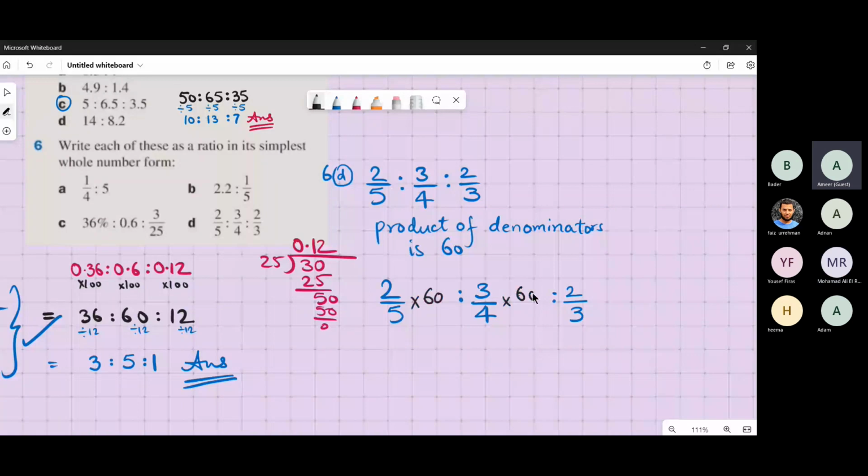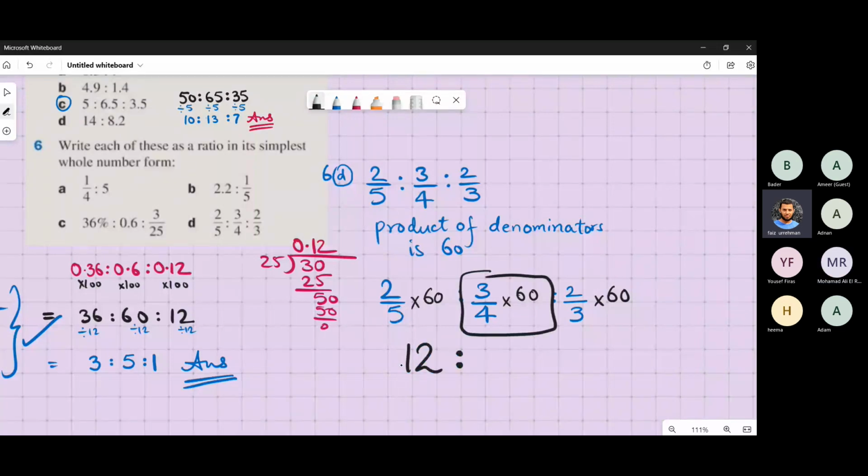12 multiplied. So Bella, if we 60. Can you show me, Mr.? 12 and then 24. Very good. Oh yes, Mohammed Ali. 12, so because you will get 12 here. What about the second, Adam? Tell me what I'm going to get in this one.